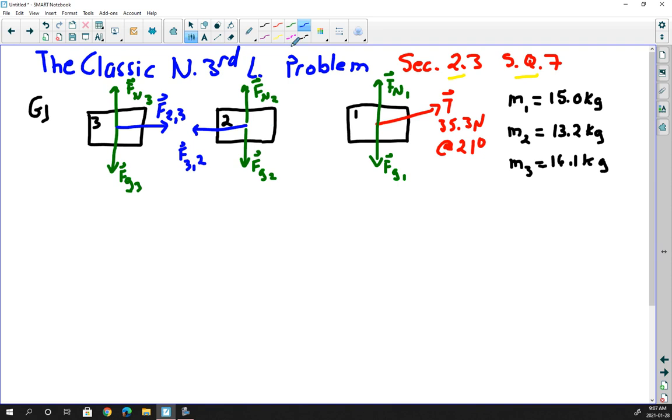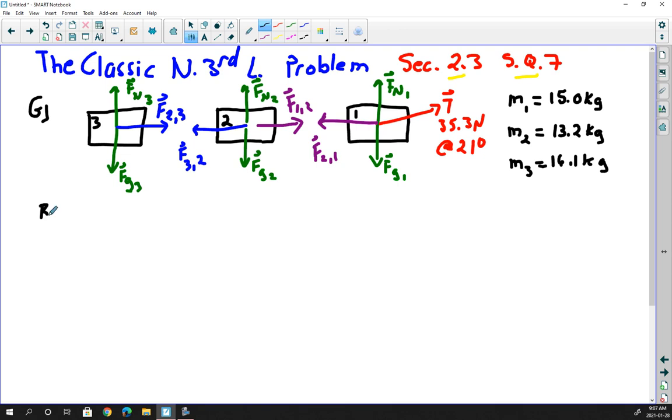And then you have to ask yourself, well, what's pulling this second object? Well, it's the force of 1 on 2. There's a string between them. And then by Newton's third law, we have to have the force of 2 on 1. The force of 2 on 1. So give yourself a chance to let that sink in. You can pause the video.